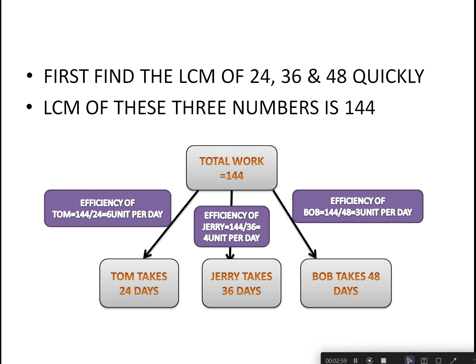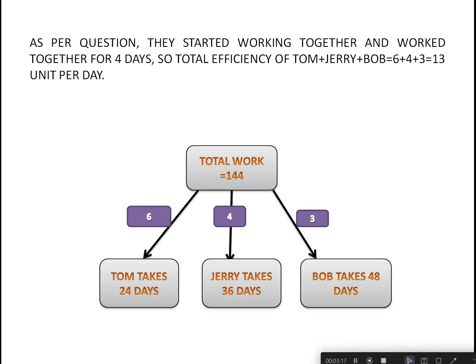Efficiency of Tom will be 144 divided by the number of days, that is 24. So 6 units per day he will complete. Efficiency of Jerry will be 4 units per day and the efficiency of Bob will be 3 units per day. As per the question, they started working together and worked together for 4 days. So the total efficiency of Tom, Jerry and Bob will be 6 plus 4 plus 3, 13 units per day.